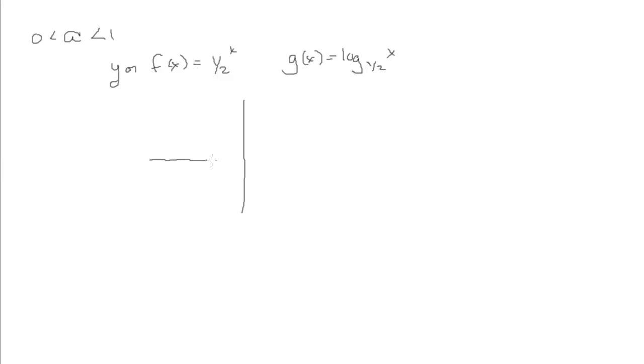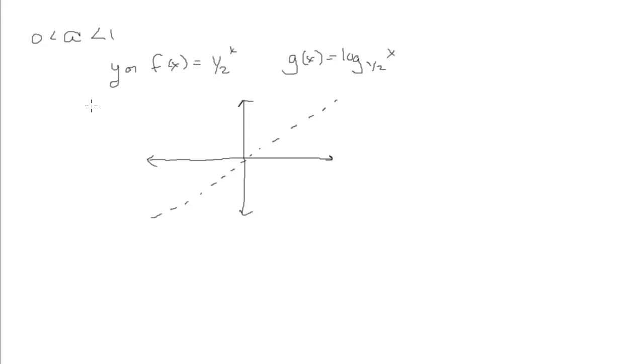Okay, now let's look at our second case when a is in between 0 and 1. So we will graph y, or I think your sheet says f of x is equal to 1/2 to the x, and g of x is equal to log base 1/2 of x on the same set of axes. And since they're inverse functions, again, their graphs should be symmetric with the line y equals x.